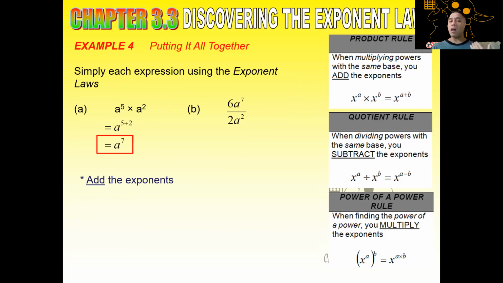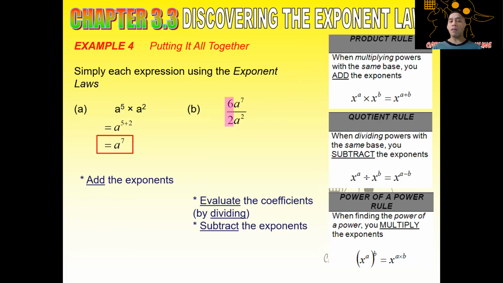Well, with the coefficients, which are just basic numbers, we are going to do exactly what I mentioned several seconds ago. We are going to divide them, because ultimately this is a division question. So we're going to evaluate the coefficients by dividing. We take the 6 and the 2 and simply divide them. 6 divided by 2 gives me 3, and then we subtract the exponents, 7 minus 2, which gives me 5. So the final answer here will be 3a to the exponent 5.